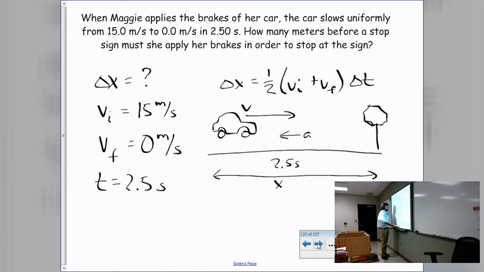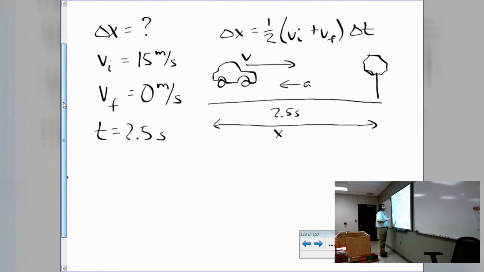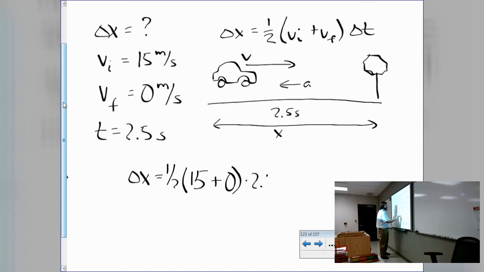Okay, so let's plug in our numbers. We're looking for our displacement. Half of our velocity initial, which is 15, plus our velocity final, which is 0, times our change in time, which is 2.5 seconds. Okay, half of 15 is 7.5, and 7.5 times 2.5 is 18.75 meters.